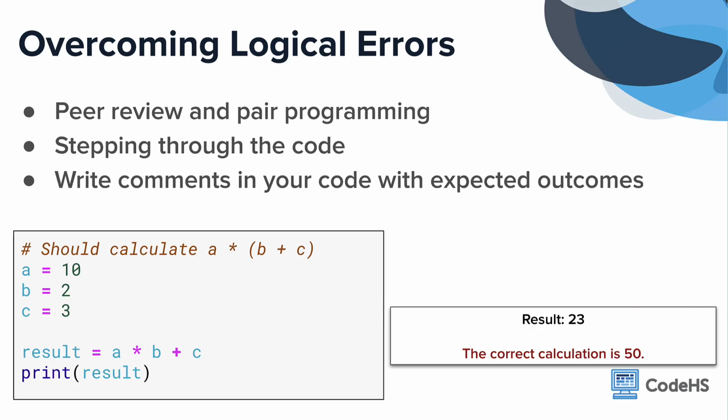To help avoid these types of errors, you can work with a friend on your program. Someone else can spot mistakes you miss and talk through the problem with you. You can also try stepping through your code line by line and asking, what should happen here? It's a great way to catch bugs. Also, adding comments can help, like commenting, this should print 50, so you can easily check if your code is doing what you expect it to do.